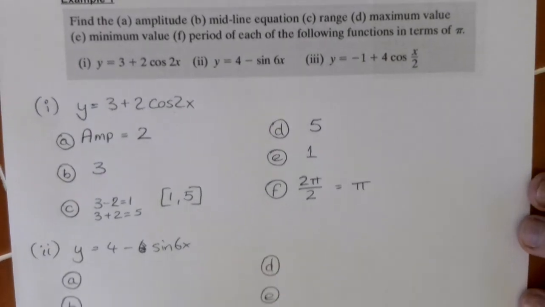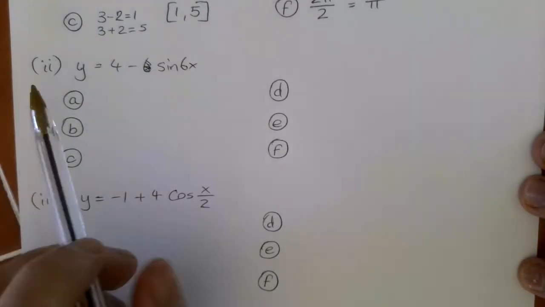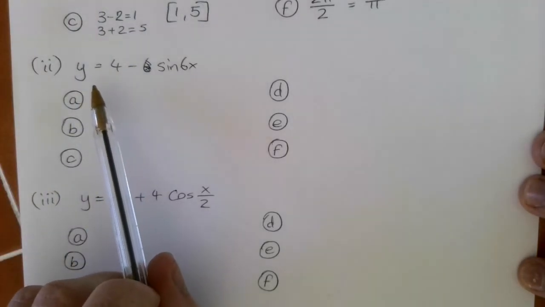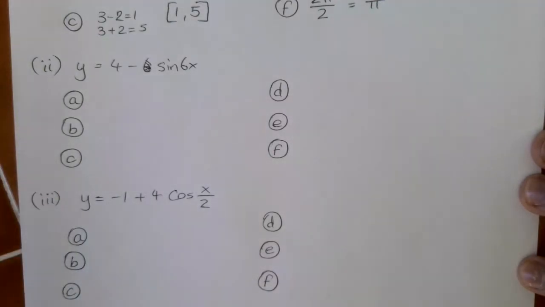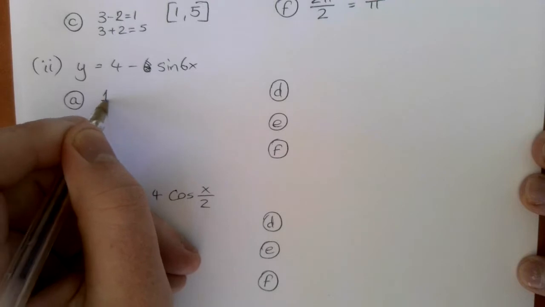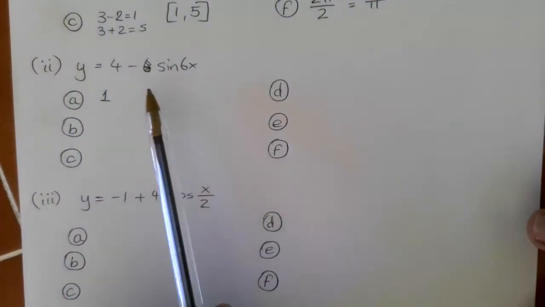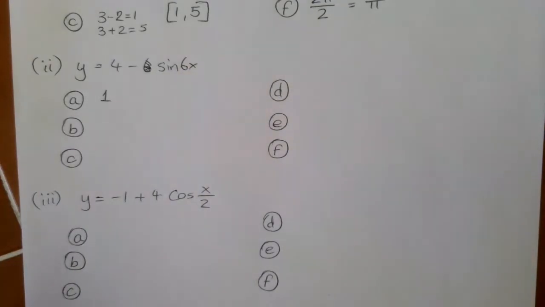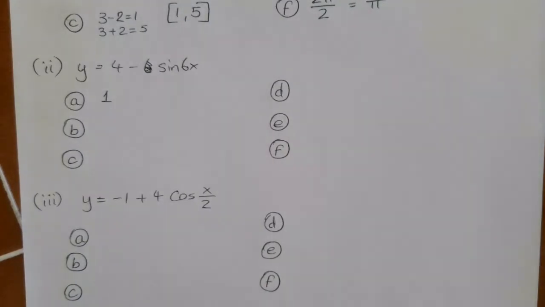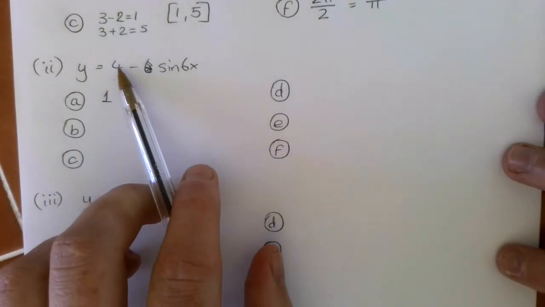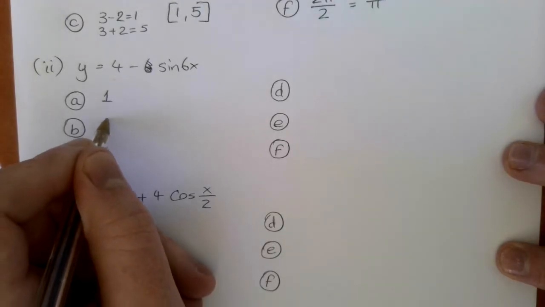Then we move on to our second one. Same kind of idea, exact same questions. First one is going to be based on the amplitude. So the amplitude for this one here is going to be 1. And the amplitude is 1 since there is no number here in front of the sin x. Second one then is the midline equation. This equation here. So the midline equation here starts at 4. So that means that the midline equation is going to be 4.